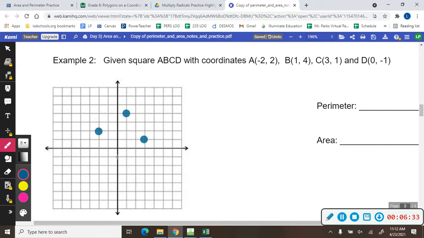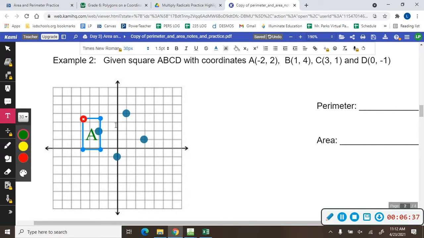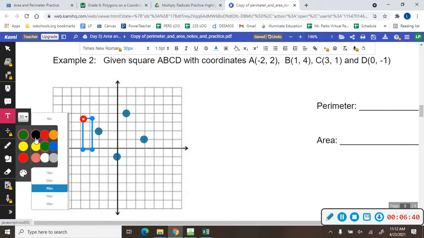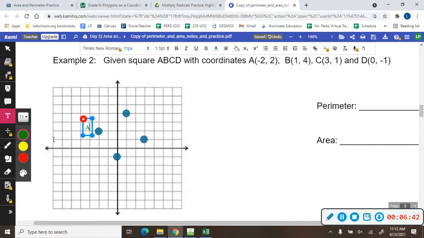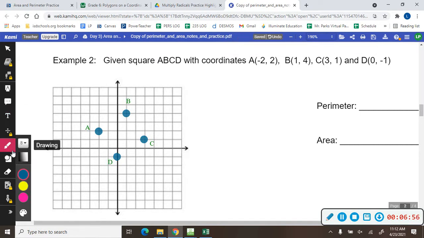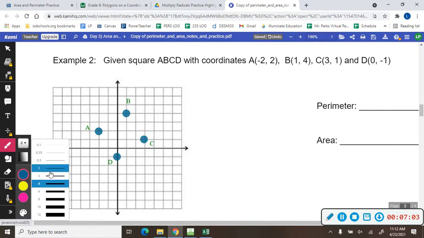That'd be here. So real quick, I say this is A. Don't need you to be that large. There's A. There's B. There's C. And there's D. And together, this makes a square.